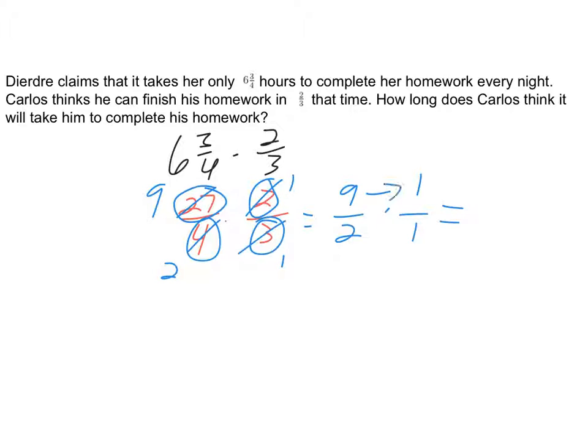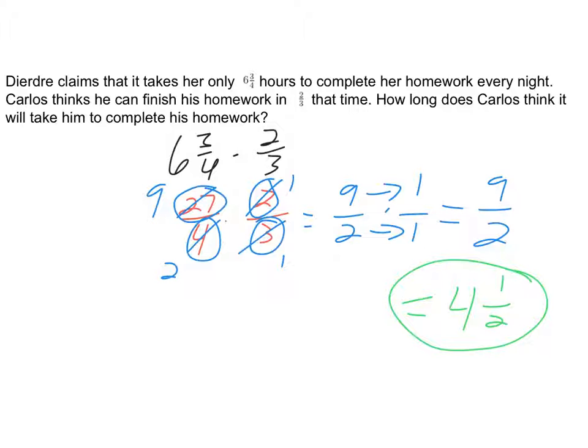So when I multiply that straight across, well, 9 times 1 is 9, 2 times 1 is 2. I get 9/2. Since I had a mixed number in my problem, I can write this as a mixed number as well. 2 goes into 9 4 times with 1 left over, so 9/2 is the same as 4 1/2, or 4.5.